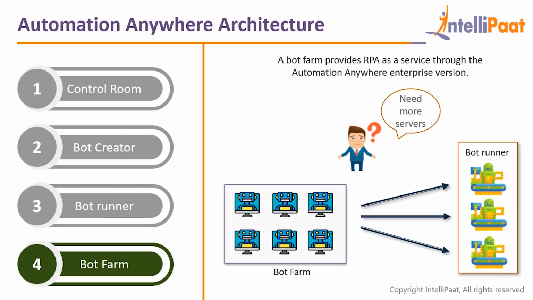Bot Farm. A bot farm provides RPA as a service through Automation Anywhere Enterprise. Let me explain this with an instance. Sometimes during heavy workloads, the bot runners need more servers than what is provided. During these situations, the servers can be borrowed from the bot farms for the required amount of time, and they will be returned back to the bot farm once the work is completed. This saves the developers from wasteful expenses on servers which might not otherwise be really used.